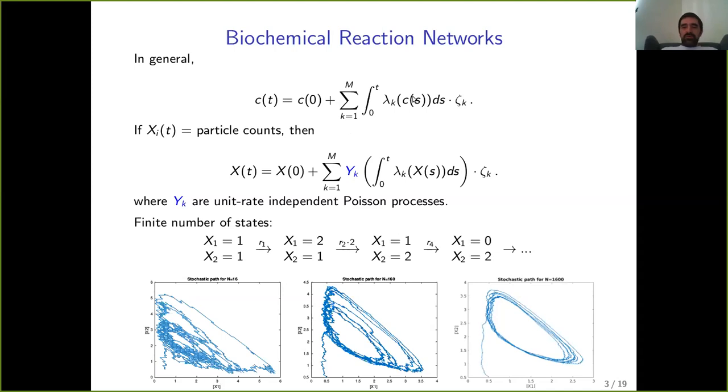But now the main goal of this work is to model particle counts and not concentrations. So now the variables we write as capital X, because it's a random variable now. We want to model counts of particles. And you have a representation which is called Kurtz's representation for these systems. Recall that this X is a discrete variable, it's a counting, it's a natural number, an integer. Philosophically it is the same as before, this integral system, but now here we have unit rate independent Poisson processes. So everything looks the same, except that you have a random process here, and now the domain of the variables are positive integers.